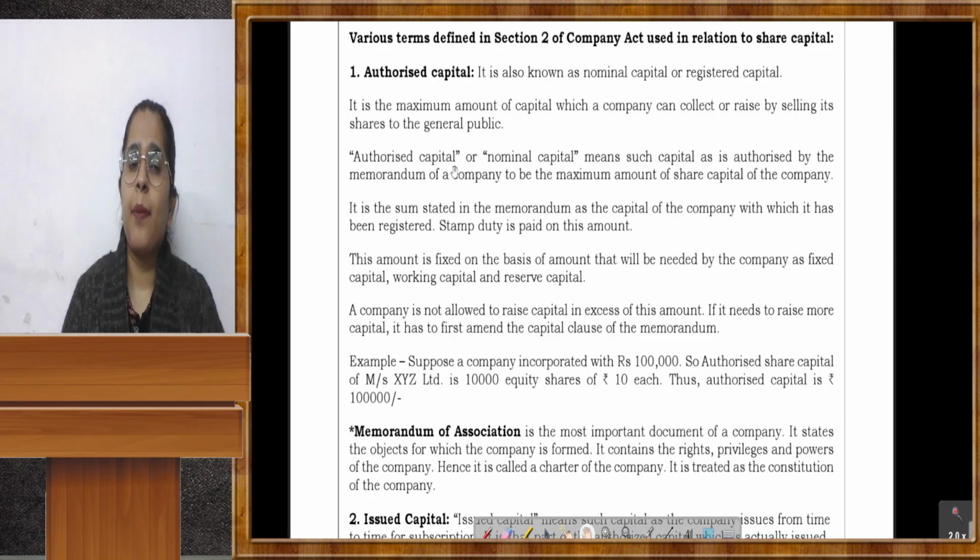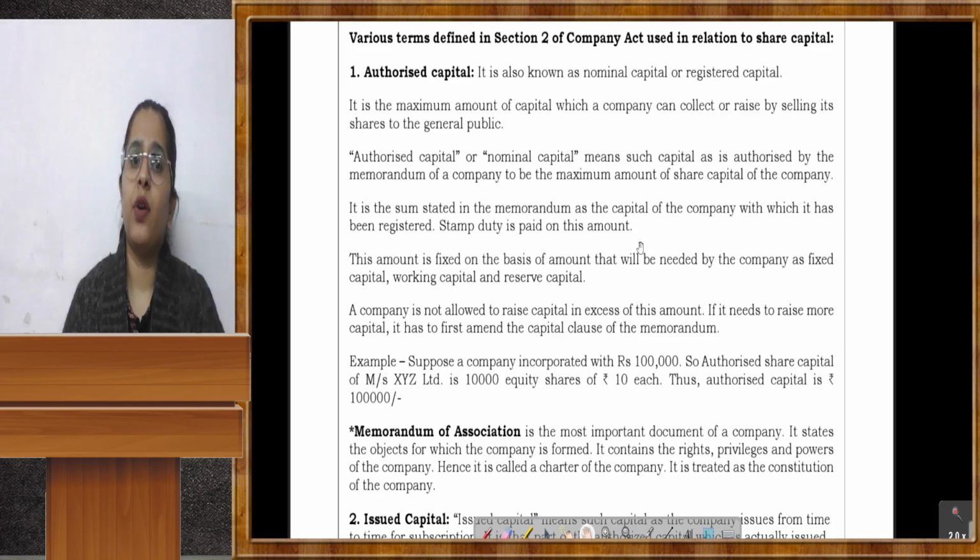Authorized capital or nominal capital means such capital as is authorized by the memorandum of the company. There are twin documents known as Memorandum of Association and Articles of Association. They contain all the details about the company: what is the authorized capital, who are the directors, who are the owners, and what are the rules and regulations. Everything is covered by these two documents. So in the Memorandum of the company, it is written what the authorized capital of the company is.